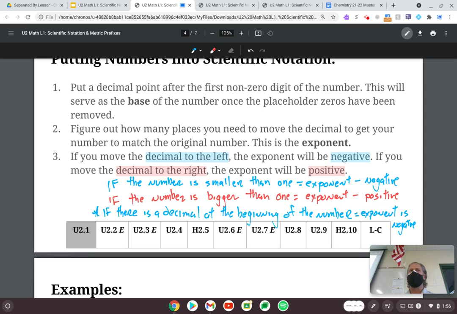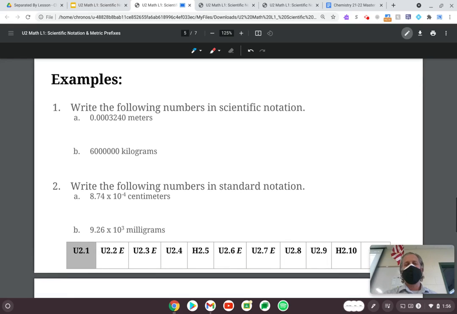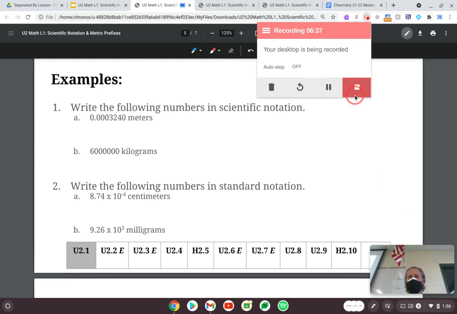Now, there are 4 examples. And what I would like you to do is go ahead and take a few minutes and do these 4 examples in your notes, and then we'll go over them together as a team. So please do these 4 examples, and then we'll talk about it.